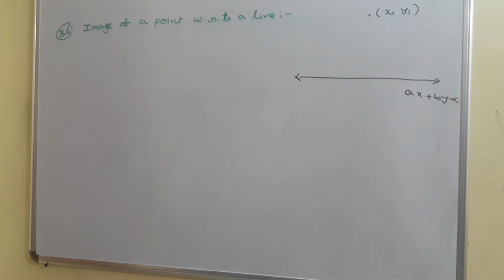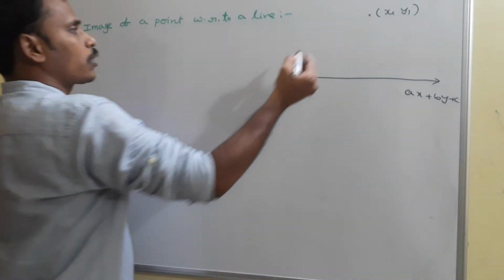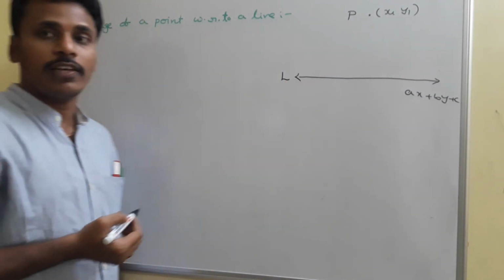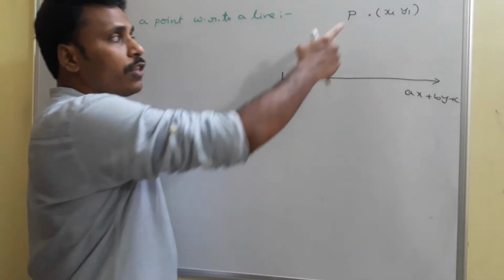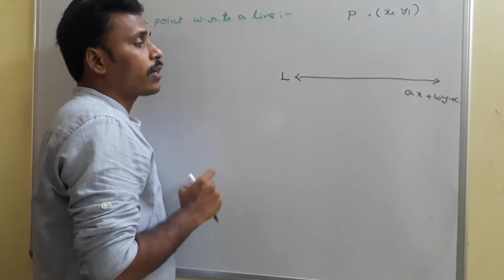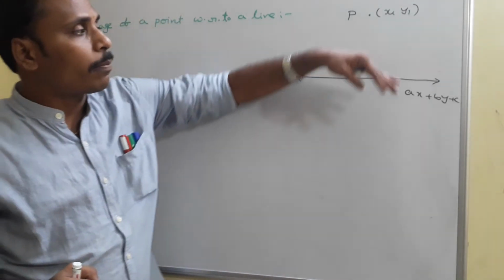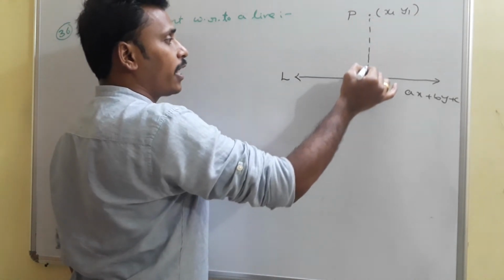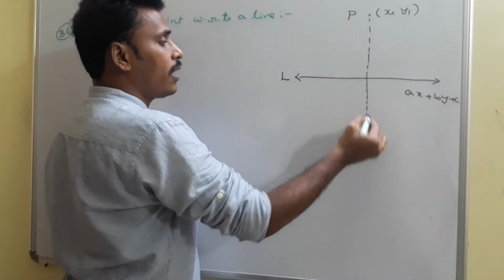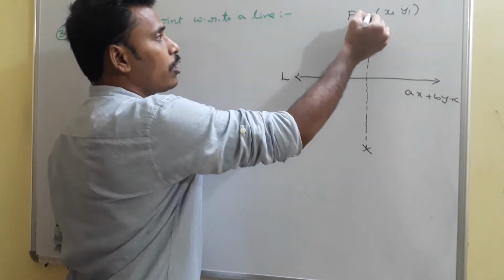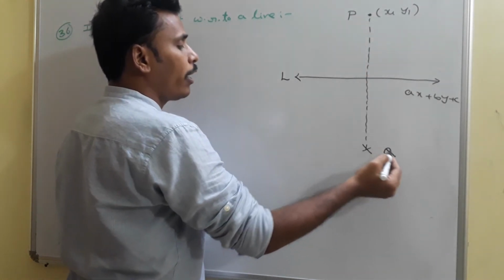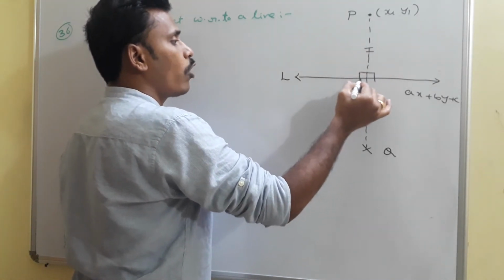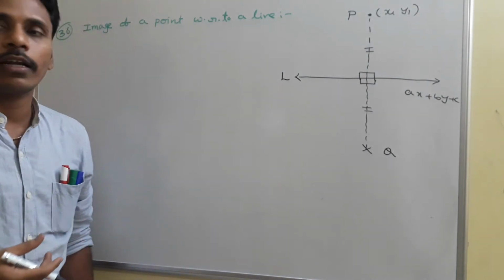Image of a point with respect to a line. See, a point P(x1, y1) is given and a line L, ax plus by plus c is equal to 0, is given. We are going to find the image of this point P with respect to that line. Suppose you imagine a mirror in the place of this line, then its image will be formed in the other direction. And as per the properties of the image, the original point P as well as the image point Q are both equidistant from the line, and the line joining P and Q is perpendicular to the given line.